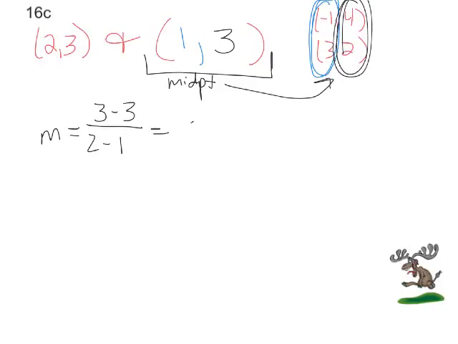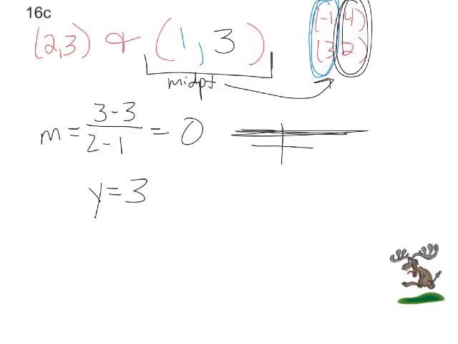And we get a slope of 0. Oh boy, we have a zero-sloped line. A zero-sloped line, is that horizontal or vertical? We have a 0 rise, so that means it's a horizontal line, which means our equation is going to be y equals a number, and in this case 3.